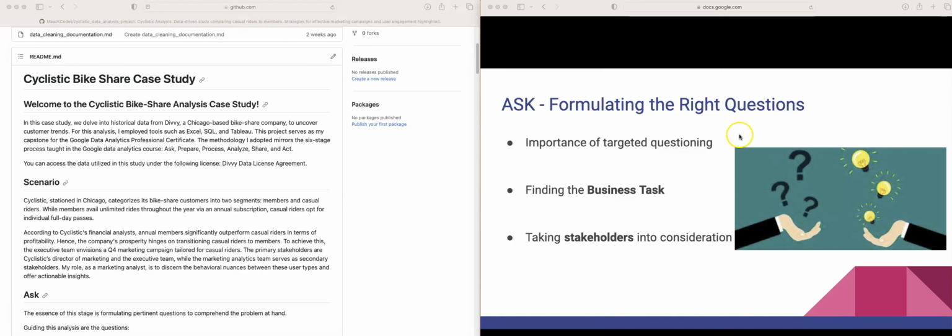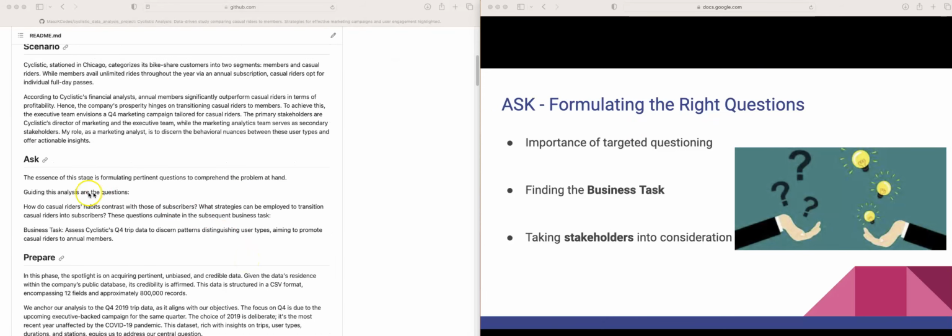So ask, formulating the right questions. This stage is really important. Let's get into it. It's about asking targeted questions to see what we really need. So over here, the targeted questions are, how do casual riders' habits contrast with those of subscribers? What strategies can be employed to transition casual riders into subscribers? And then finally, you could develop the business task, which is the main leading question, the cause of the analysis. And the business task here is assessing the Q4 trip data to discern patterns distinguishing user types to promote casual riders to annual members.